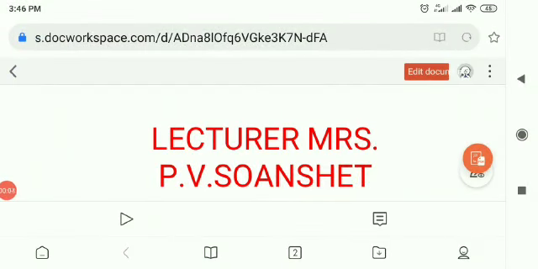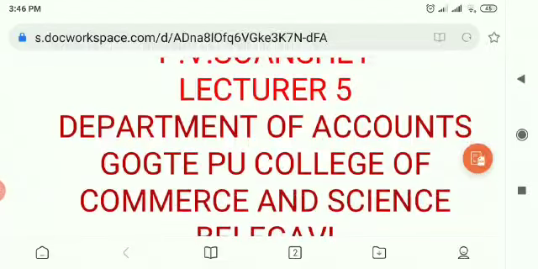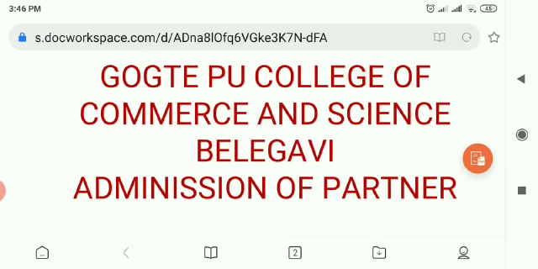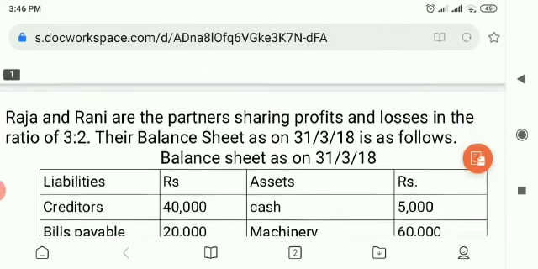Now I am going to tell you the problem on the admission of a partner wherein goodwill is bought in cash and it is withdrawn by the old partners. Now we'll come to the problem. Raja and Rani are the partners sharing profits and losses in the ratio of 3:2.